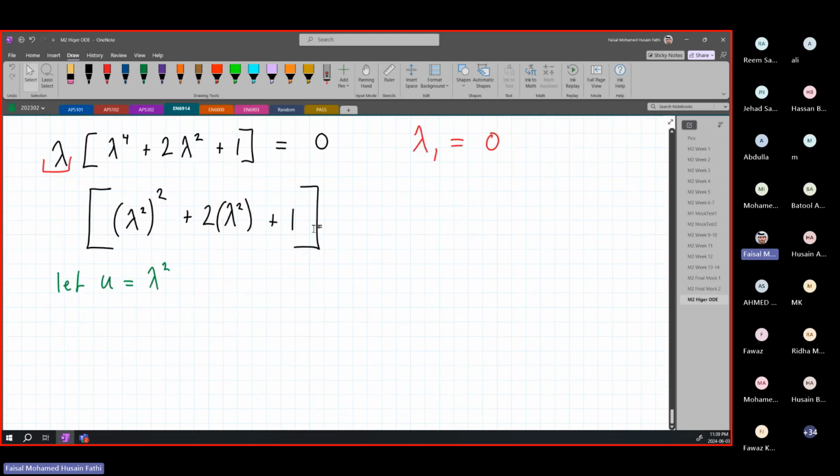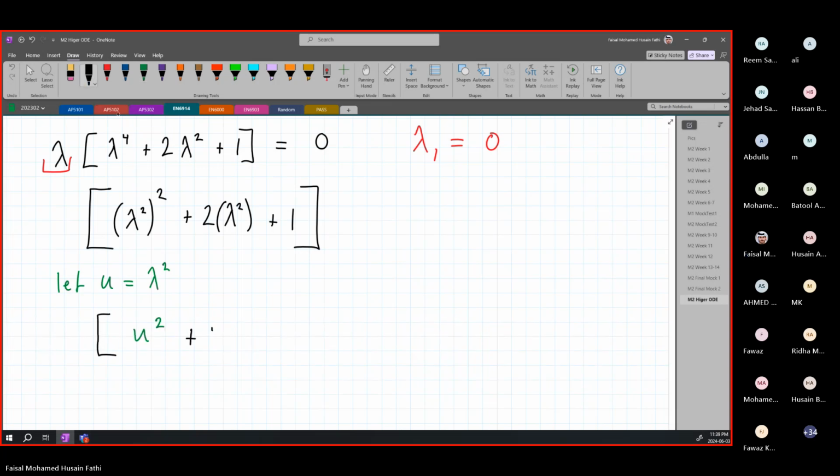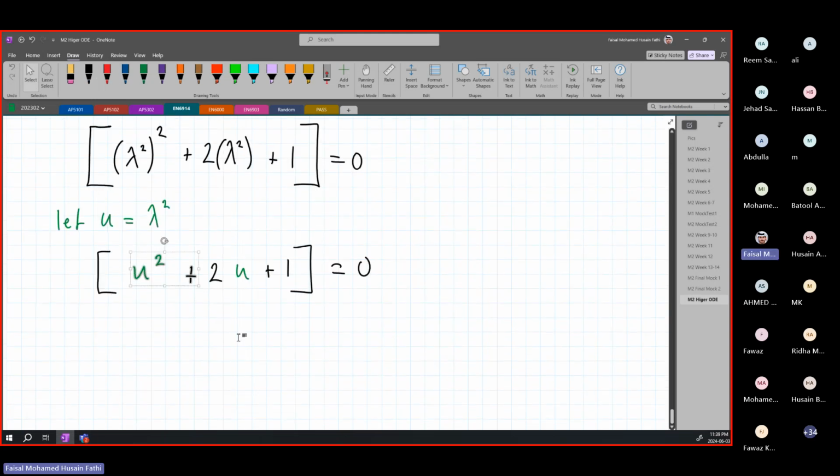Because I know when you see many squares it gets confusing. So this is going to become u squared plus 2u plus 1 equal 0. Right? U squared plus 2u plus 1 equal 0.